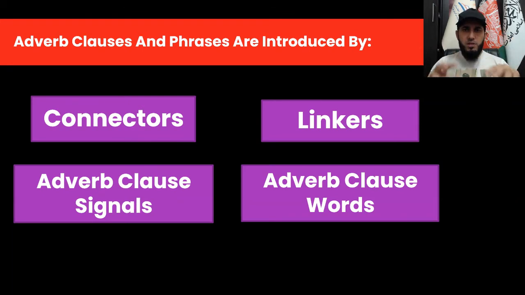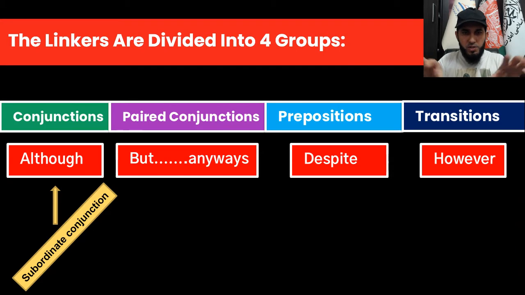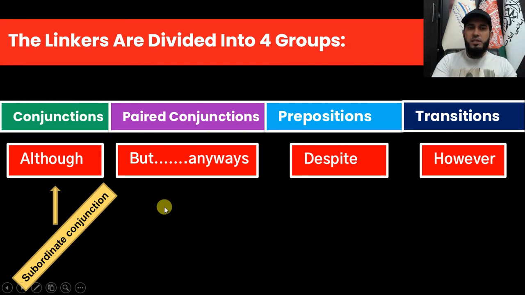And these words which introduce adverb clauses and phrases are called by different grammatical terms. Some grammarians call them connectors. Some call them linkers, adverb clause signals, or adverb clause words. So I brought all of these four terms so that you may see one of these terms and not be confused. All of these terms are used for the specific words which introduce adverb clauses and phrases. Now these four categories of words are conjunctions, paired conjunctions, prepositions, and transitions. And each of these groups of function words will also be explained on the coming slides.